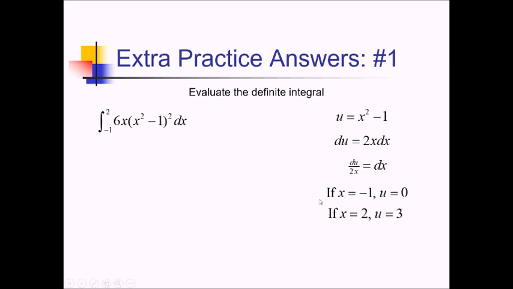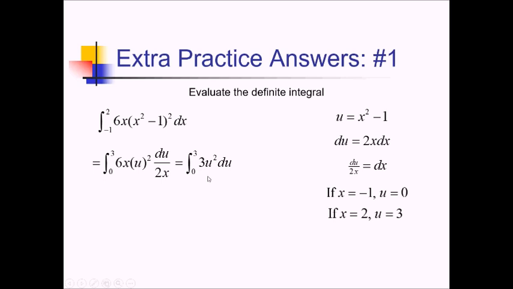All right, converting everything now. For our limits of integration, we're going from 0 to 3. And now we have 6x times u squared. And instead of dx, we have du over 2x. Simplifying this a little bit, the x's cancel. The 6 over the 2 gives us a 3, so we have 3u squared du, evaluated from 0 to 3.